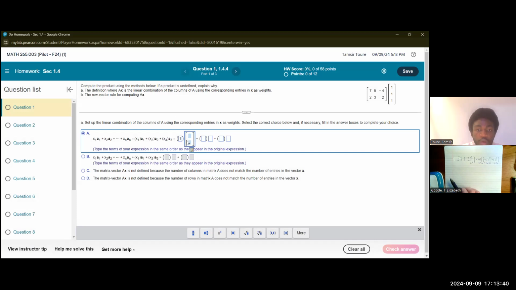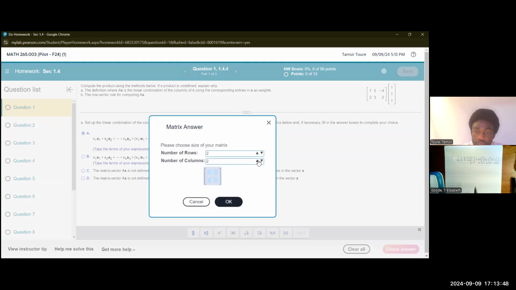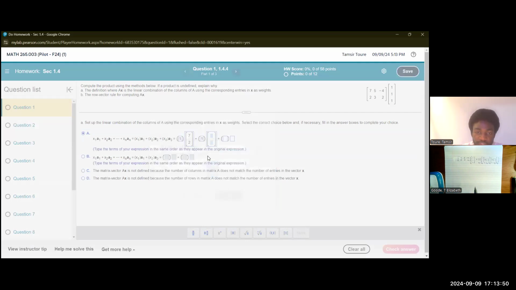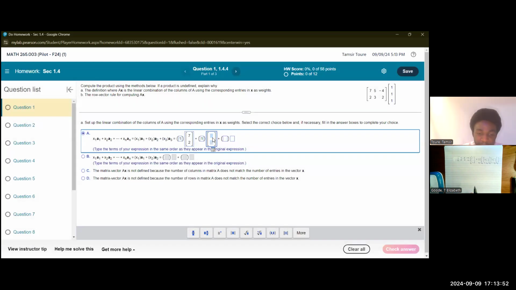Oh, no, you're right. Only 2, because these vectors are only 2 by 1s. You're right, good for you. Yes. See, you're smarter than I am. I don't know about all that. Yeah, but look at you, you're navigating that just perfectly.